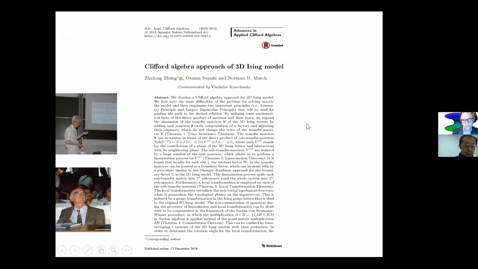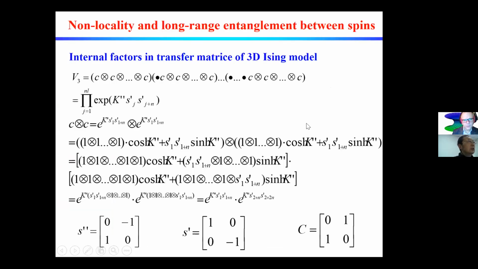So in this paper, we are discussing the nonlinear problem in the Ising model. In the transform method, the V3 is very complicated. You can see here is S_{j+n}. In our model, we only consider the nearest neighboring interaction between spins.